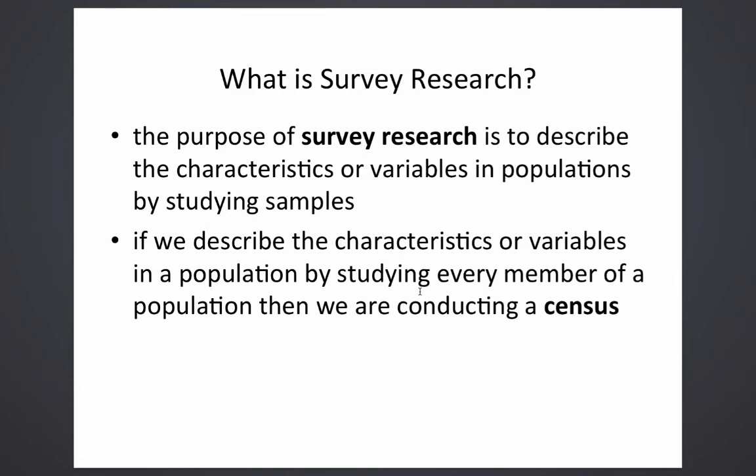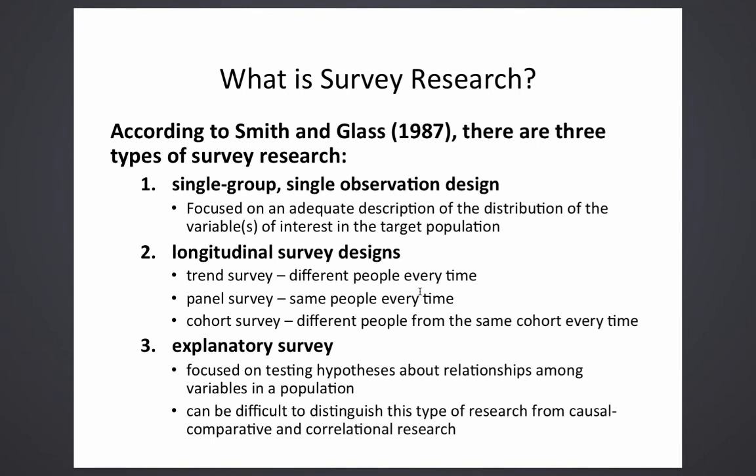What is survey research? Survey research is really about describing characteristics of variables in populations. So if you have access to the entire population, that's called a census. But typically in research, we're talking about samples, so we're not in that census world. So what kinds of survey research have been described? Well, you've got the single group, single observation design, where you're just focused on an adequate description of the variables of interest in the target population. Then you've got longitudinal survey designs. This is where you're trying to establish, are there trends in things, where you're following cohorts of people, and you're trying to see, do their outcomes change over time? Where do they go in life after having completed a program?